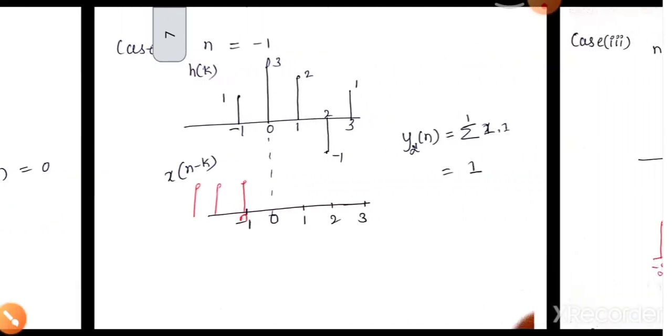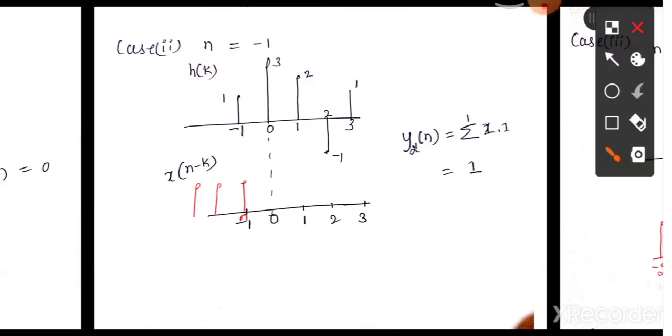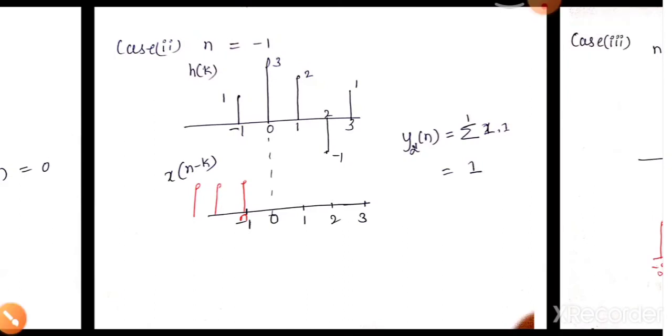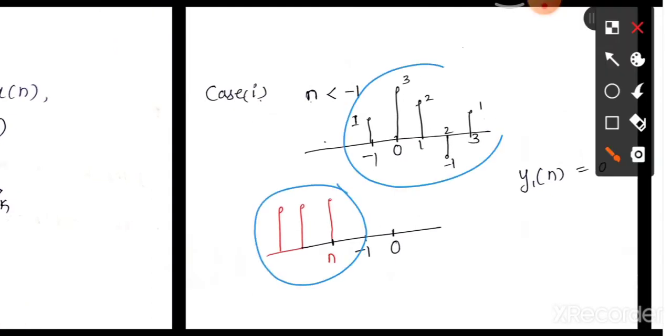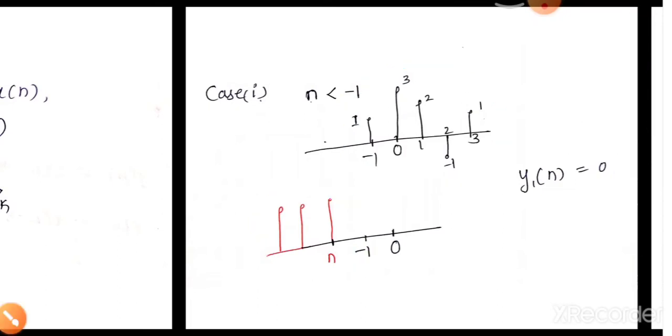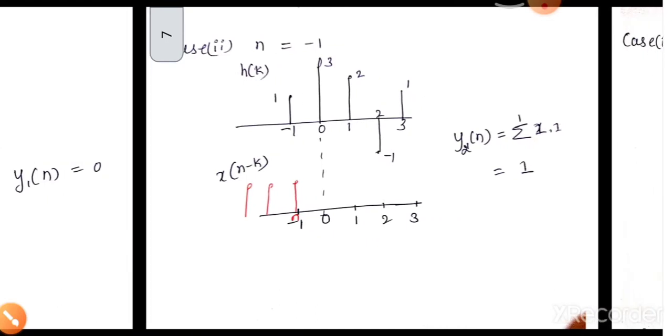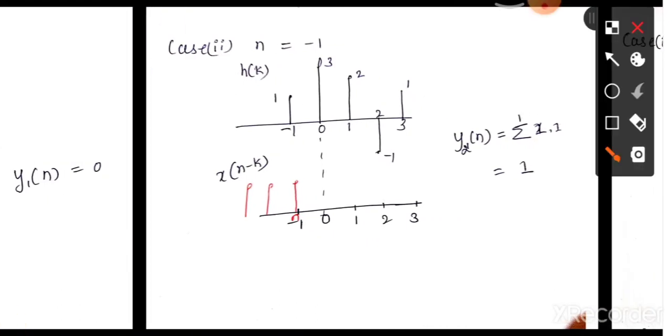Similarly, we will take the second case. The only thing is, these are definite signals. Both signals are definite. This is definite and this is also definite. We know the starting point and the end point of the first signal, and we know the starting point and end point of the second signal also. So we may get more cases. If we have continuous infinite signals, then we may get two or three cases. So here we may get more cases.